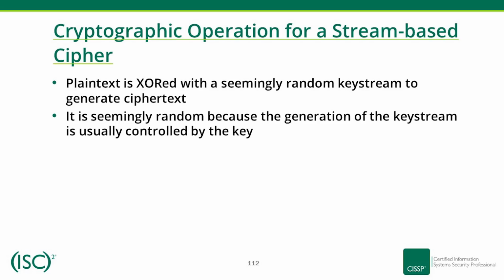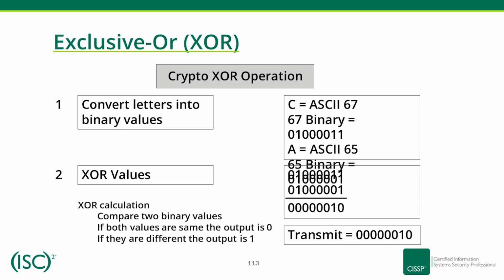Cryptographic operation for a stream-based cipher. Plaintext is XORed with a seemingly random key stream to generate ciphertext. It is seemingly random because the generation of the key stream is usually controlled by the key. Exclusive or, XOR. 1. Convert letters into binary. C equals ASCII 67. Binary value 67 equals 01000011. A equals ASCII 65. 65 binary equals 01000001. 2. XOR the values. XOR calculation: compare two binary values. If both values are the same, the output is 0. If they are different, the output is 1.